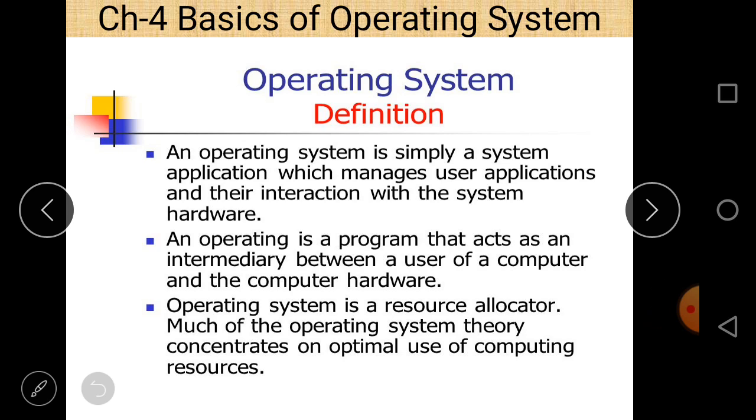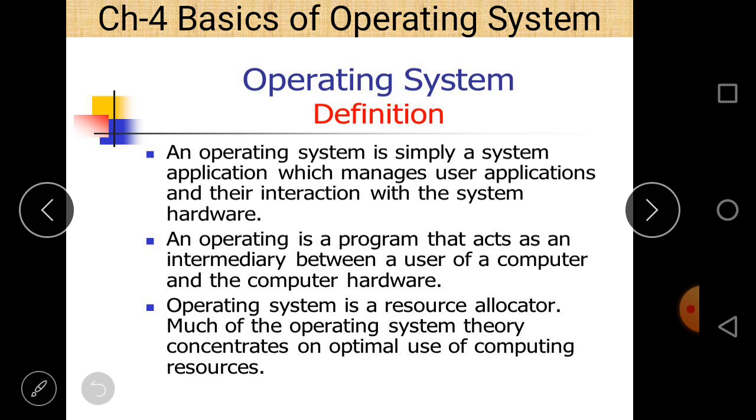Let us take some important points first regarding the operating system. First of all, in simple words, an operating system is an interface between the user and the computer hardware, or we can say between the application software and the computer hardware. So this is the simplest definition of an operating system.